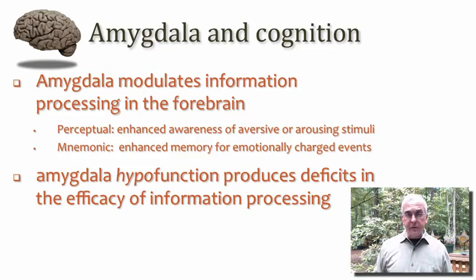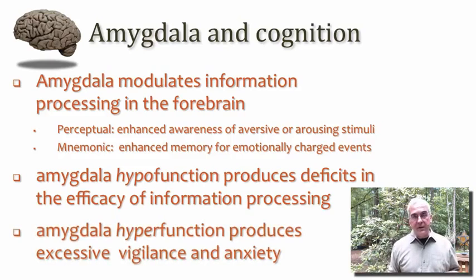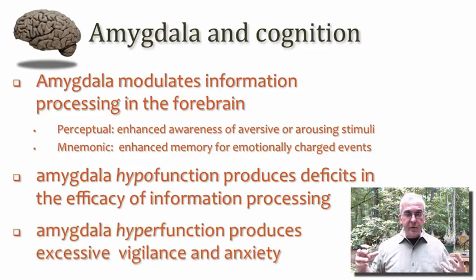Now, there are also problems with amygdala hyperfunction. That is, when there are too many signals coming out of the amygdala. Imagine what it might be like to be living with an overactive early warning system. As a consequence, we might expect there to be excessive vigilance, perhaps even anxiety, or perhaps even overt fear.